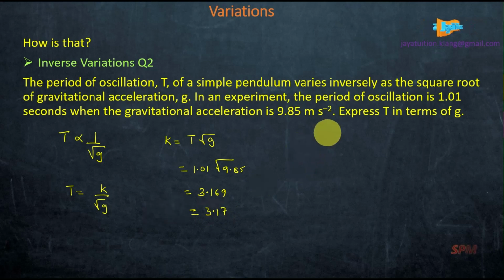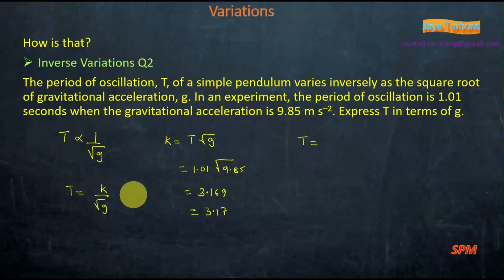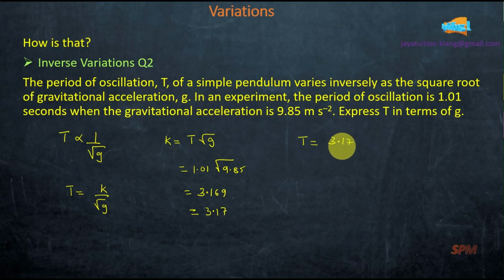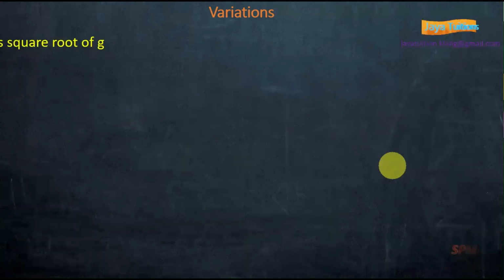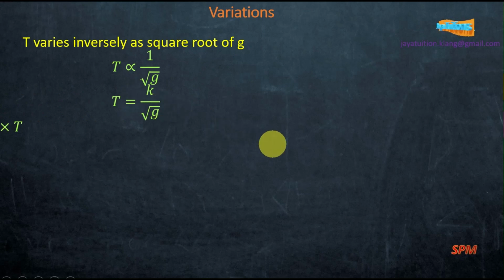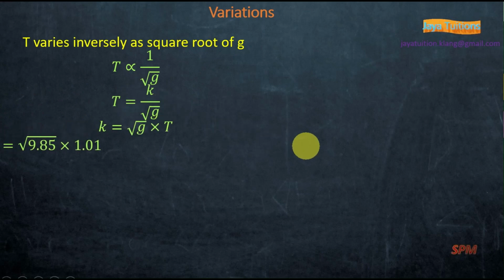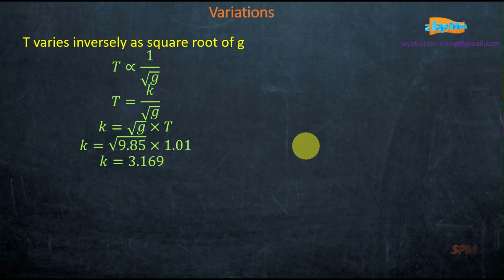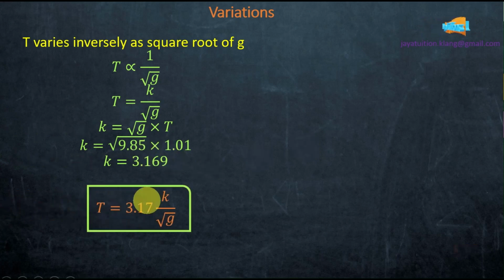Therefore, now we want to express the value of T in terms of g. So time period T becomes equal to the constant k, 3.17 divided by square root of g. Don't put the value of g again over here. They are saying that express T in terms of g. The same thing is given properly in the next slide. T varies inversely as square root of g. Get the value of k, and we put the value, get the value of k in this case, and we round it up, we get this particular case.